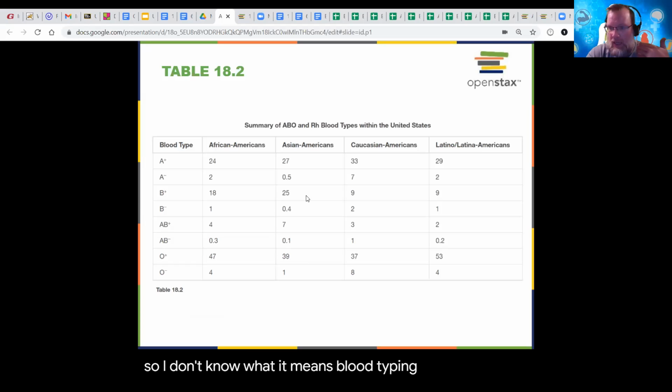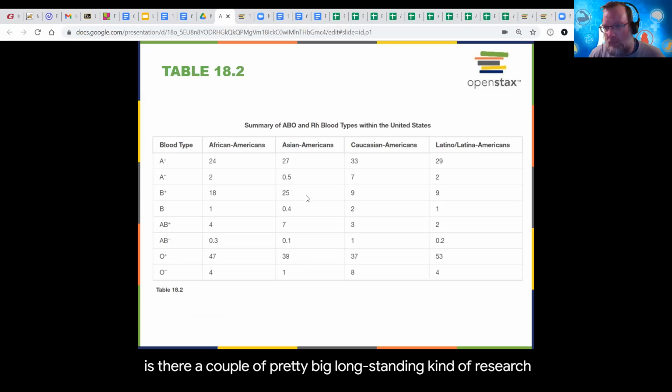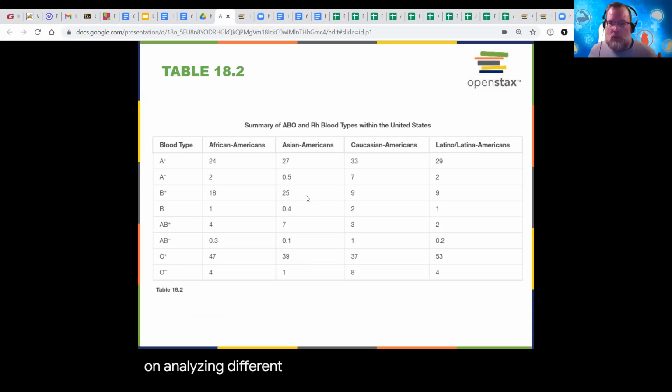Blood typing and eating. There are a couple of pretty big, long-standing research programs that have been going on for a long time on analyzing different foods and blood typing. So they say that certain blood types should focus more on certain types of foods than maybe a different blood type. So anyway, blood typing.